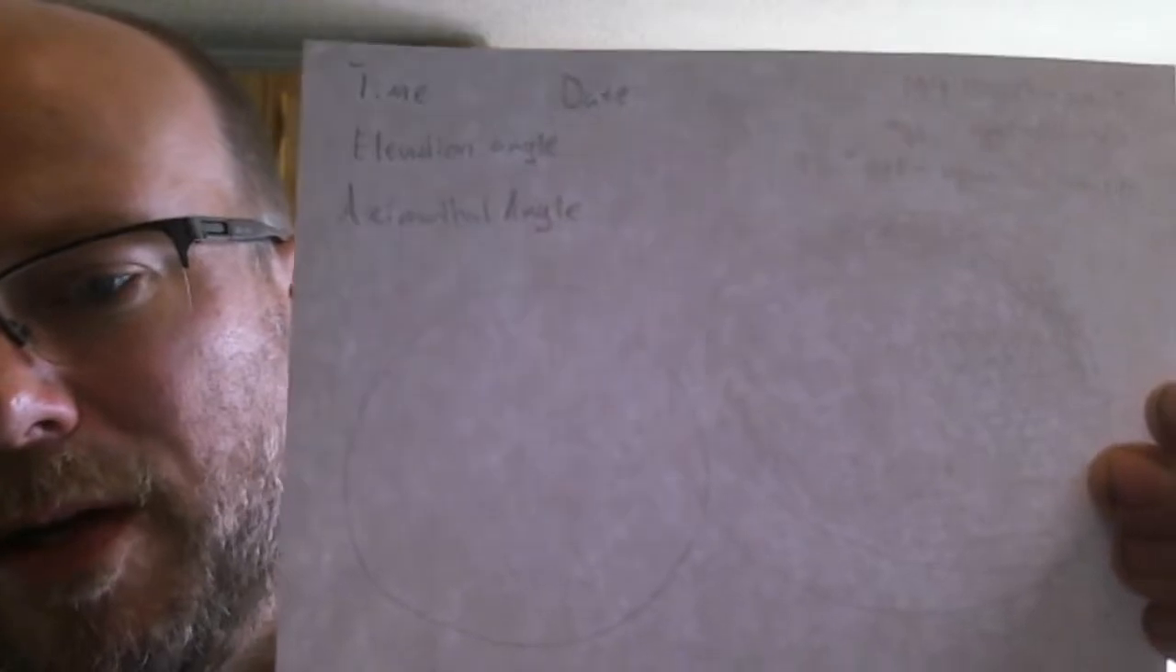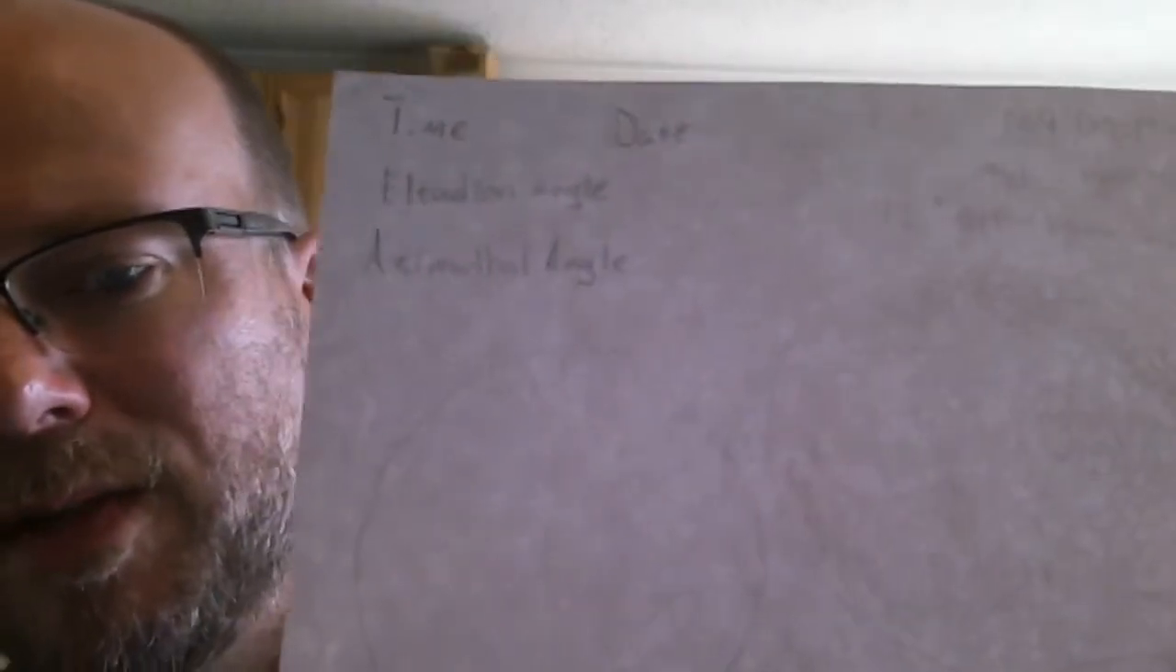Alright, so we've got to observe for a few things. We want the time, the date, we need our elevation angle, and our azimuthal angle. Okay, so what is all of that, and how do we make it work? Okay, so first, time is simple, right? We're going to make our observation sometime in the evening. For my example, I'm going to say that the time is 9 o'clock. So 9 o'clock p.m.